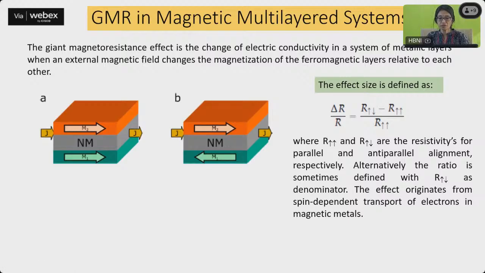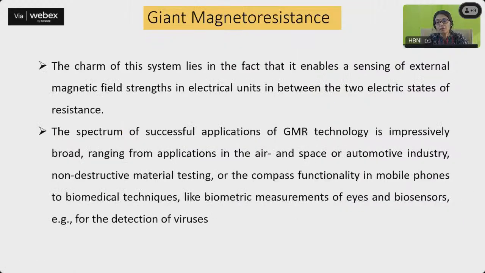So there is a change in the electrical conductivity in a system of metallic layers when an external magnetic field changes the magnetization of the ferromagnetic layers relative to each other. So when you apply the field, this particular direction changes, and this external change gives rise to this magnetoresistance. You must understand that the spectrum of successful applications of GMR technology is impressively broad.